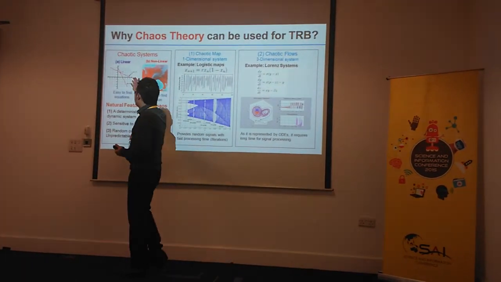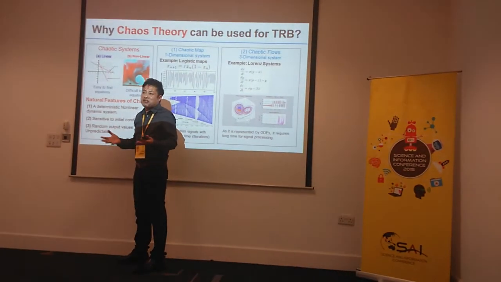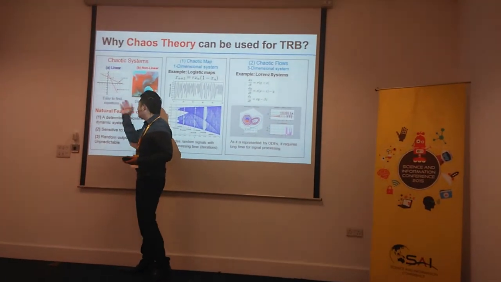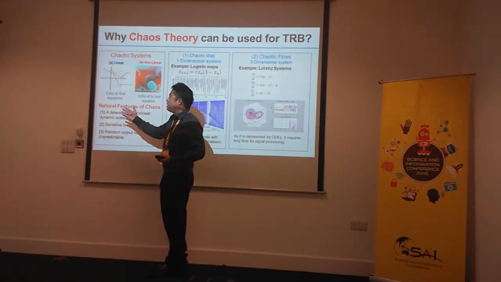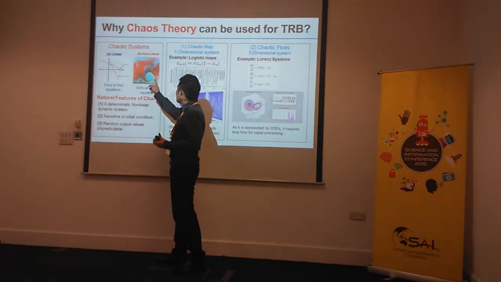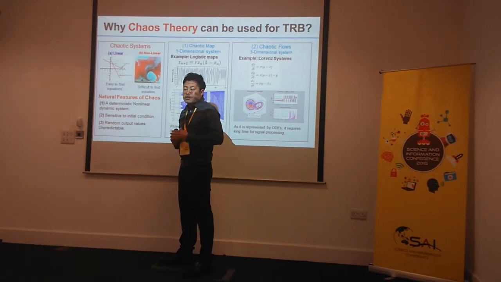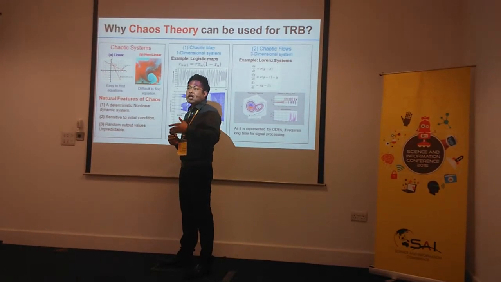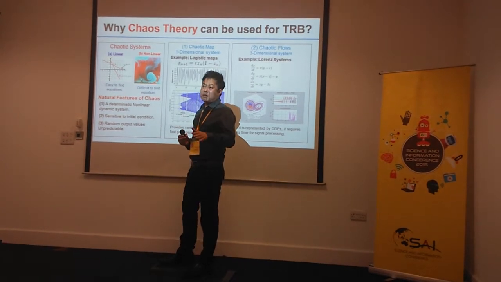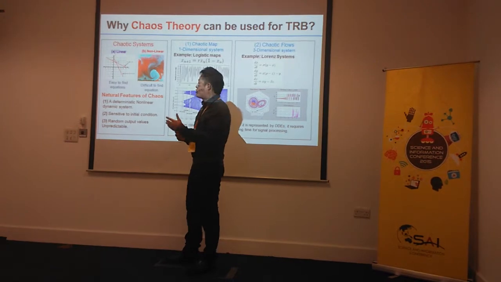Of course, when we talk about a linear system like this, everybody could guess the answer very easily because you can get the equation very easily, right? But for a nonlinear system like clouds, or like this one, it is very difficult to find the equation. So, chaos theory gives you a deterministic system. It's a dynamic system that can be represented by an equation.